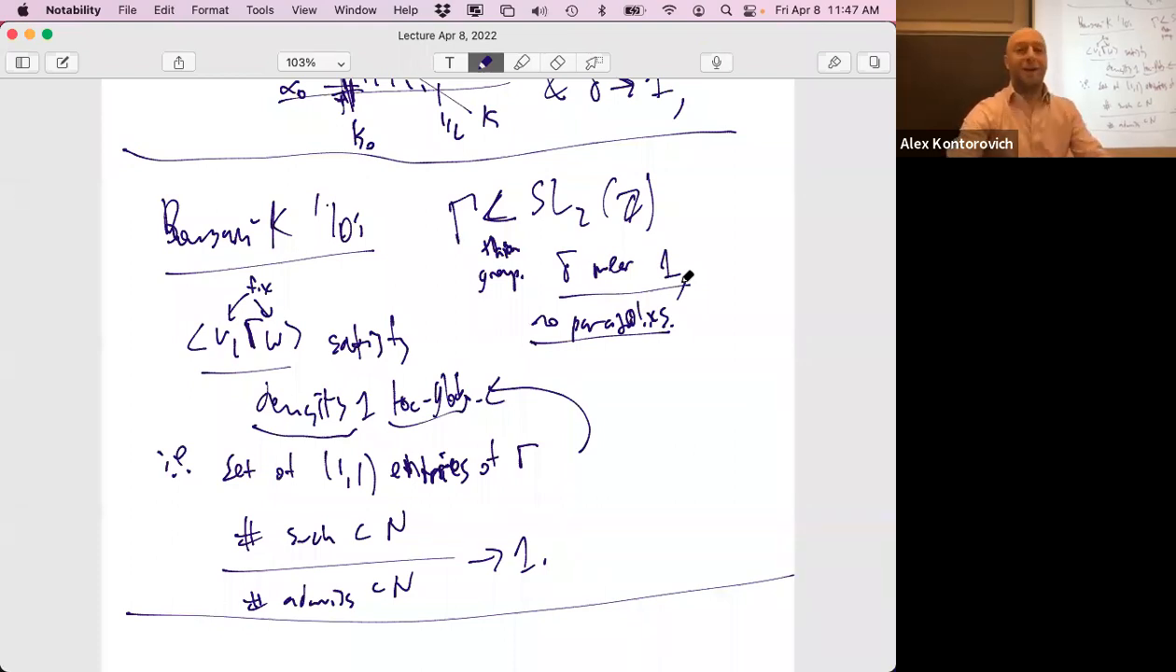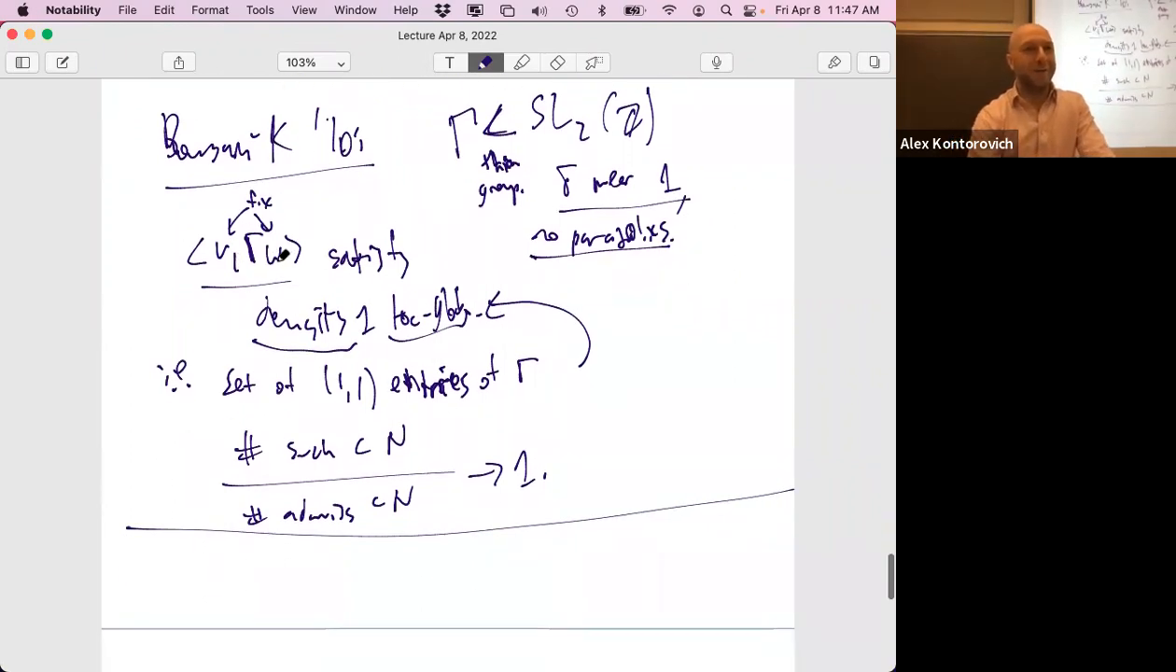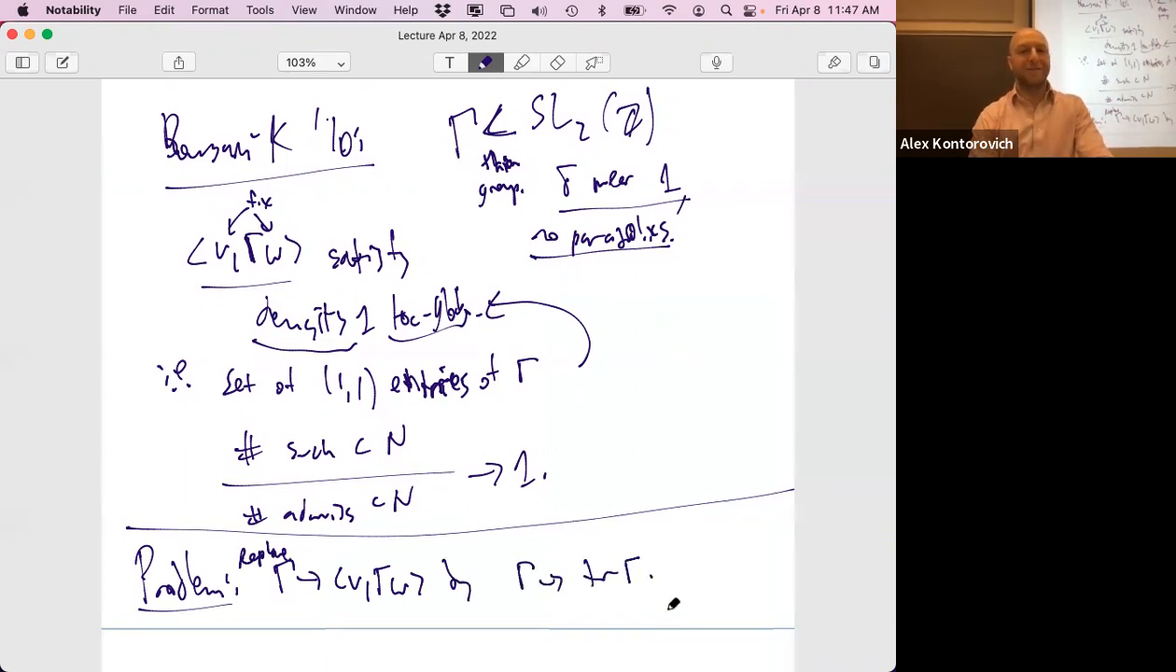But just to show you, this is with the bilinear form V gamma W. But here's a problem. Instead of the map that sends gamma to V gamma W, replace this by gamma goes to the trace. It's still a linear map. Everything else is supposed to go through: no parabolics, whatever you want, delta near 1, delta equal to 1. We still don't know a positive proportion in this setting. Does this give something fancy?